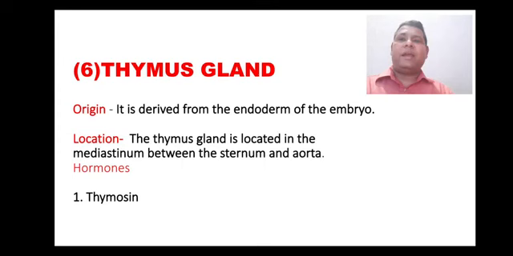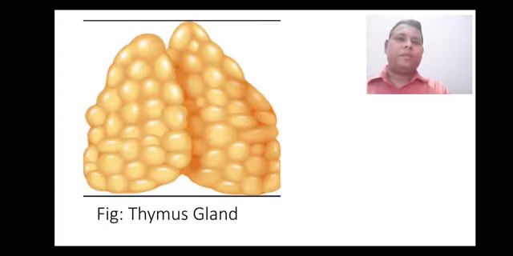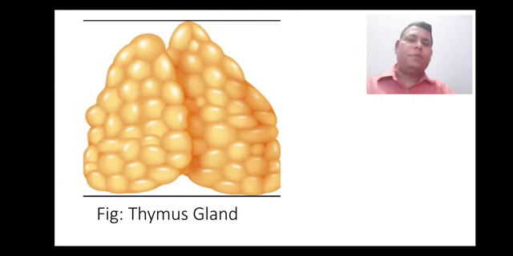Hormones of the thymus gland. The thymus secretes a hormone named thymosin, which stimulates the development of certain kinds of white blood cells involved in producing immunity. Just like the lobe of the thymus gland, you can see the exact, clear-cut diagrams of the thymus gland.